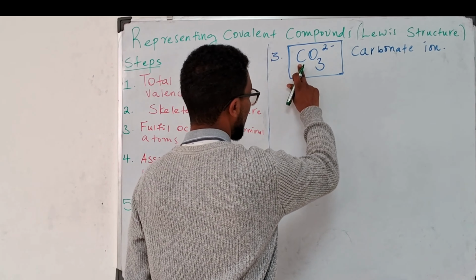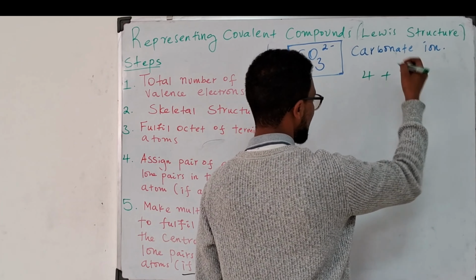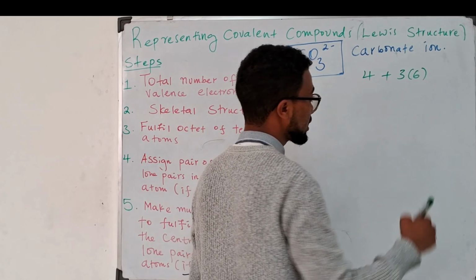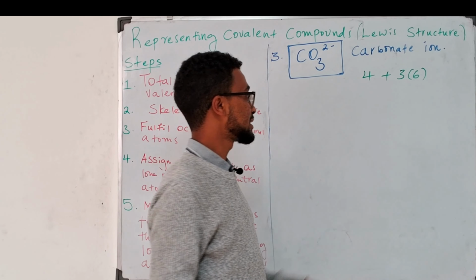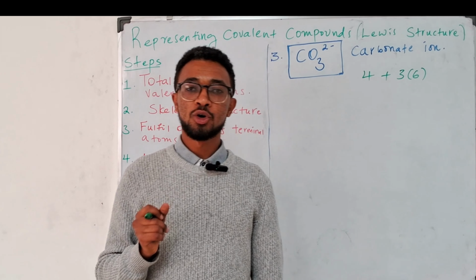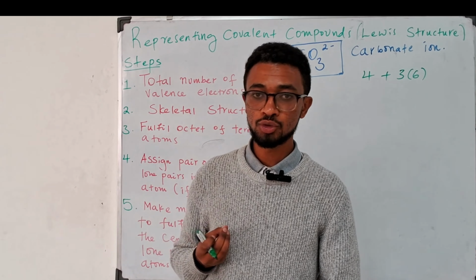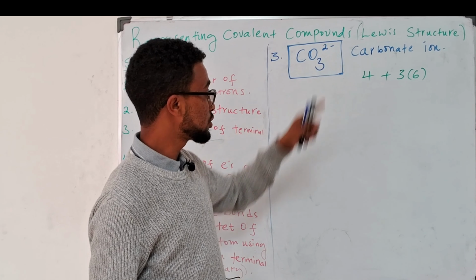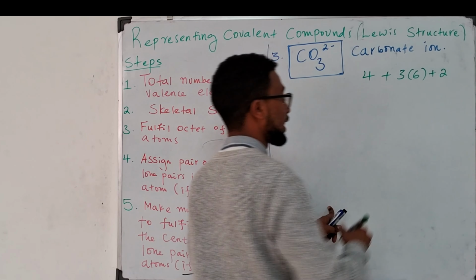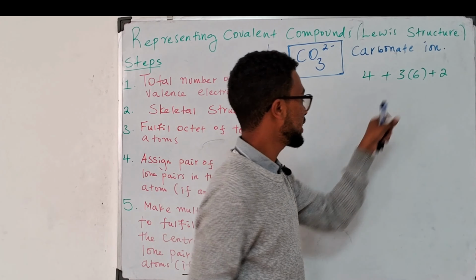For carbon, we have 4 electrons, plus for oxygen, we have 6 electrons. 3 times 6, because we have 3 oxygen atoms, and each has 6 electrons in their valence shell. So 4 plus 3 times 6. Now we have a -2 charge. What does this -2 charge mean? In chemistry, you become a negatively charged ion when you gain 2 extra electrons, okay? So this is -2 because this ion has gained 2 extra electrons. Now we're going to add 2 electrons. So 4 plus 3 times 6 plus 2 would be 18, 20, 24.